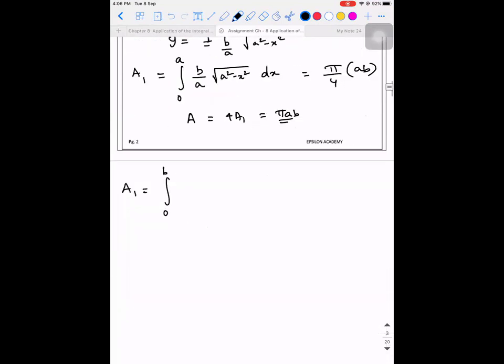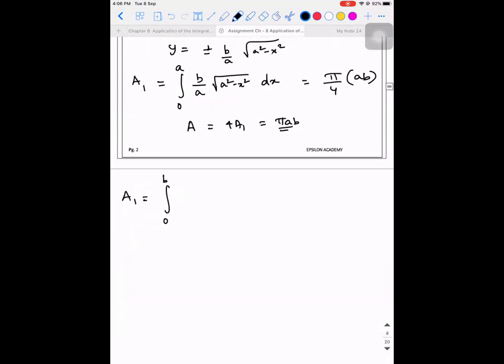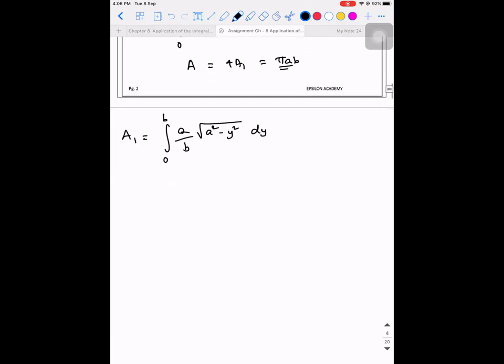Then b by a, root of a square minus y square dy. Yes. It will not be b by a, but it will be a by b. Now let's do the reverse and see why it is a by b.